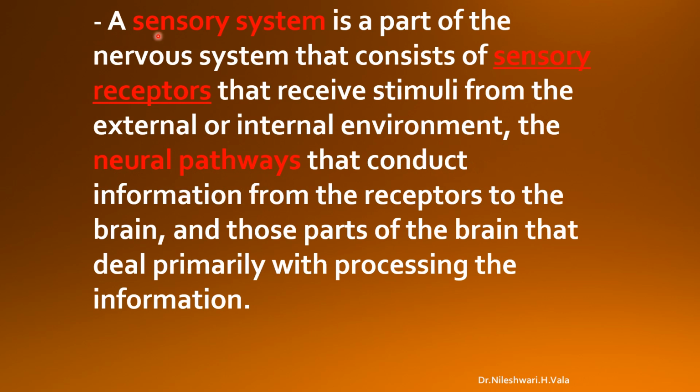Now the sensory system is a part of the nervous system. It consists of sensory receptors that receive the stimuli from the external or internal environment, the neural pathways that conduct the information from the receptors to the brain, and those parts of the brain that deal primarily with processing the information.